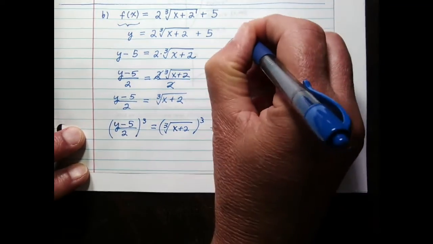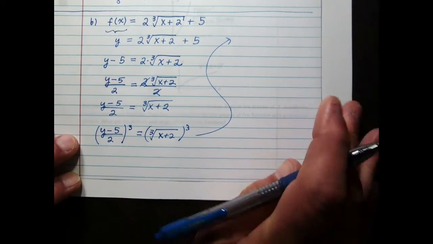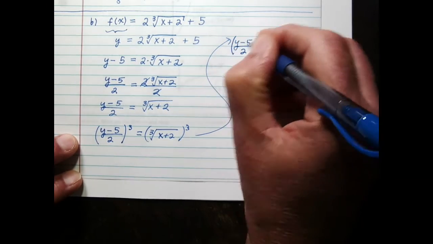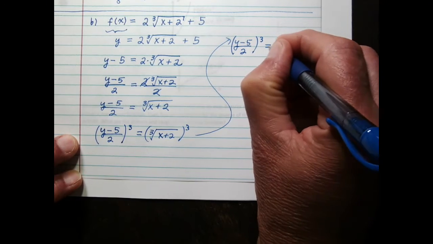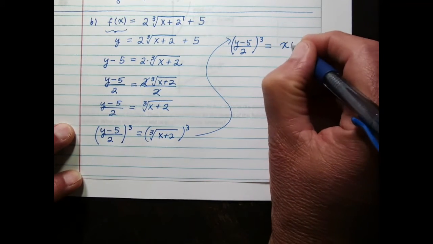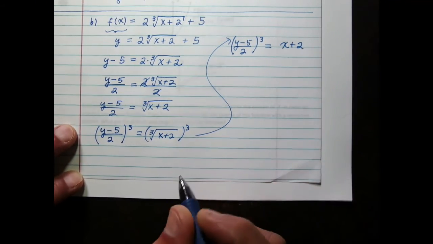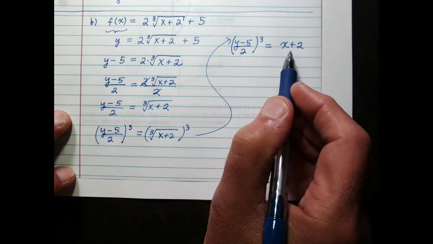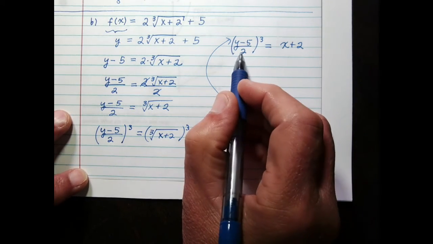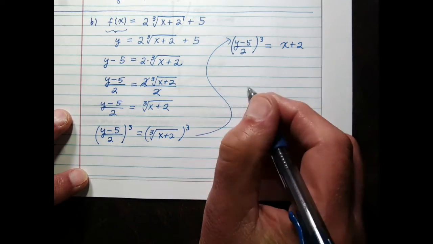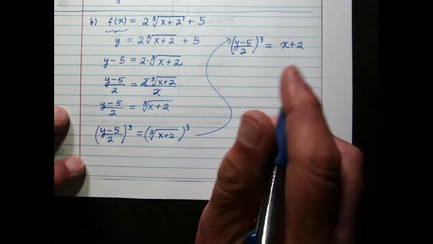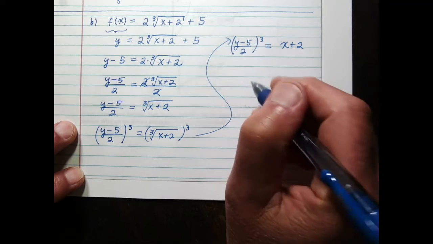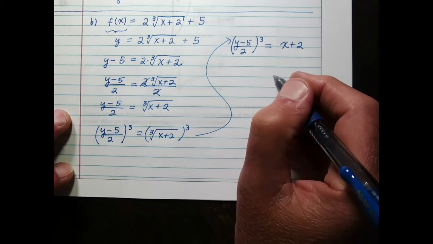Let me bring it up over here. So I have y minus 5 over 2 in parentheses, cubed, equals x plus 2, because the cube root and cubing cancel out. Notice the left-hand side's getting more complicated as we go along. The right-hand side's getting less complicated. You don't have to multiply out this left-hand side. We're just going to leave it. Let's not worry so much about simplifying, even though I'm not sure there's much you could do to simplify. It would just become a big mess.